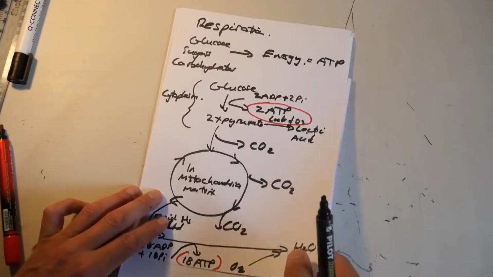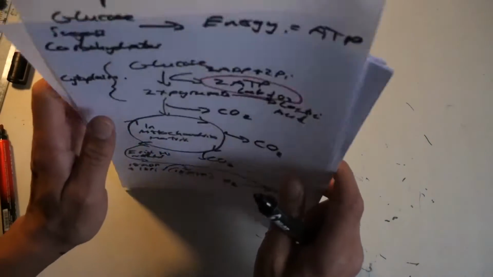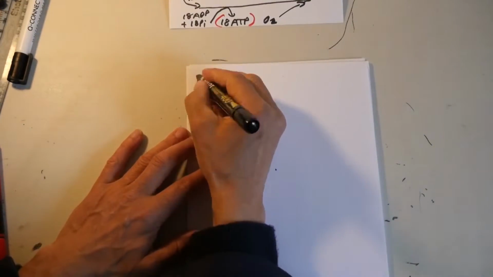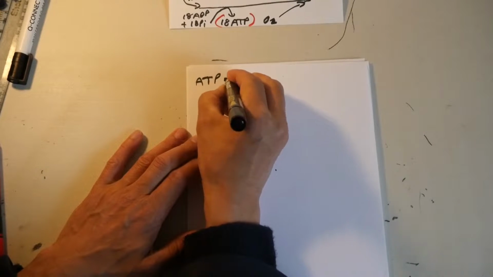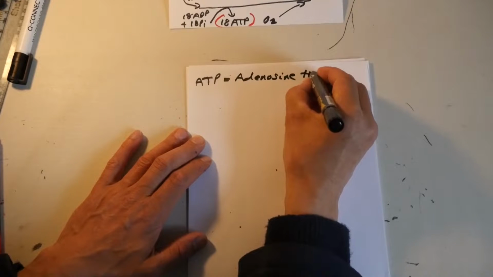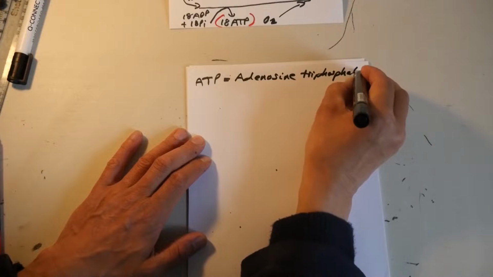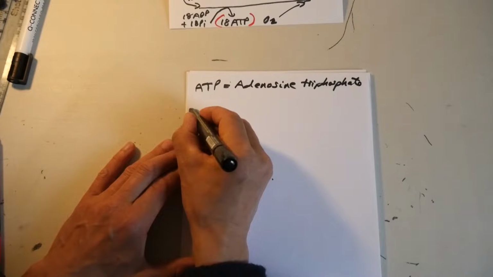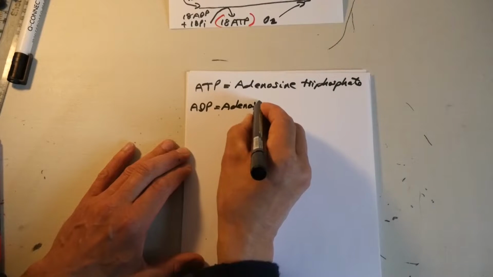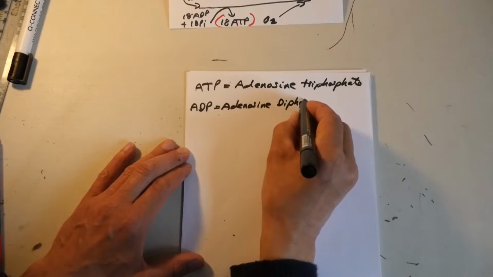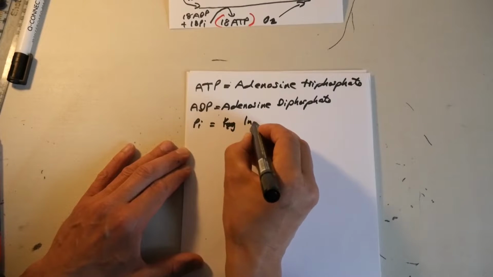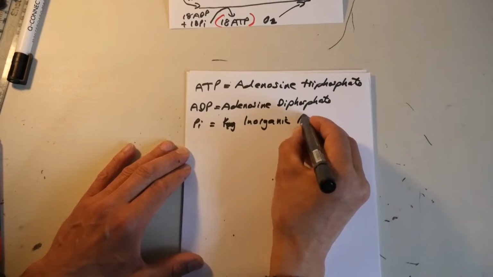Okay, so that's the basic process. ATP stands for, you need to learn these names, adenosine triphosphate. ADP stands for adenosine diphosphate. And Pi stands for inorganic phosphate.